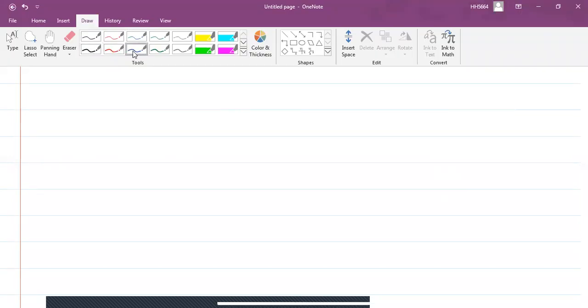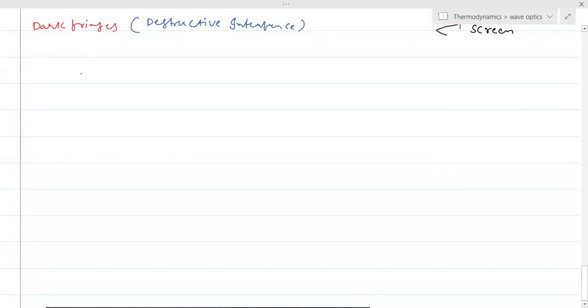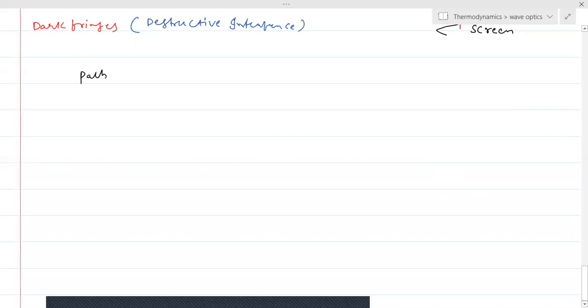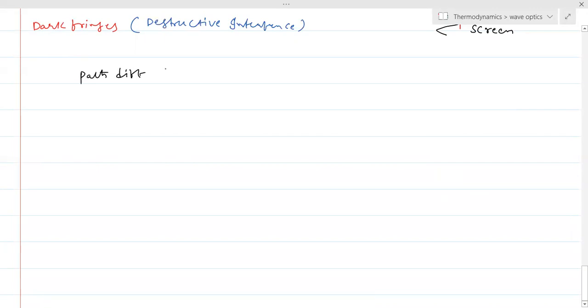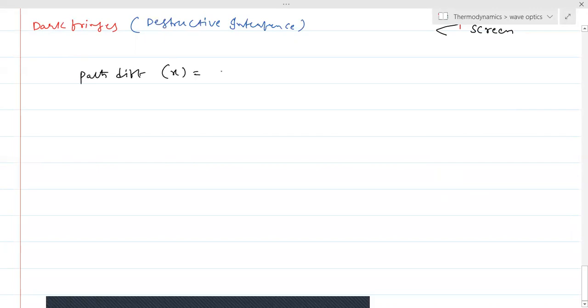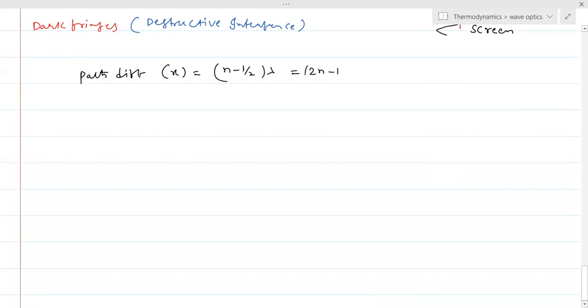So whenever we say destructive interference, we take the path difference x equivalent to (n minus half) into lambda. That is equivalent to (2n minus 1) into lambda by 2.